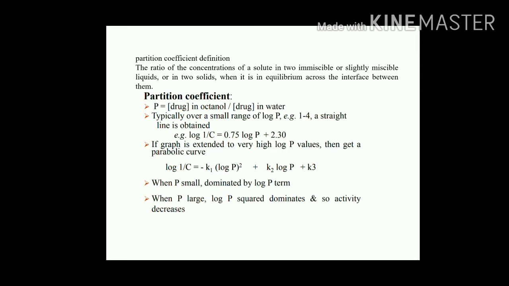The partition coefficient generally refers to the concentration ratio of an ionized species of a compound, whereas the distribution coefficient refers to the concentration ratio of all species of the compound. That means ionized plus unionized form. Okay, so here we have a definition for the partition coefficient: the ratio of concentration of a solute in two immiscible or slightly miscible liquids or in two solids when it is in equilibrium across the interface between them.